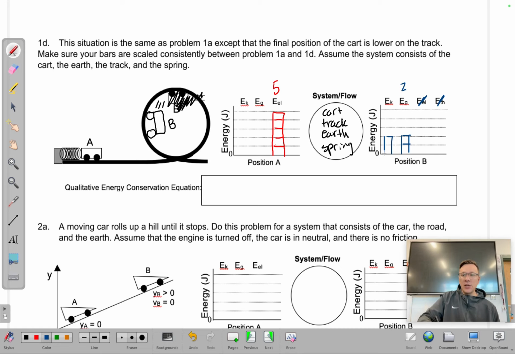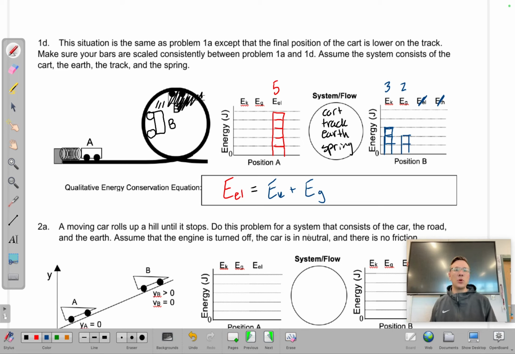So we must increase the kinetic energy by 1 bar, because if it has gone down the ramp, the loop, it's going to be moving faster than it was up here at the top. Because gravity's acting on it, it's accelerating as it goes down. So now we've just flipped them, and there's more kinetic than there is gravitational. Our equation ends up being the same as 1A, though. The elastic energy from the spring is converted into kinetic energy plus gravitational. It's just that those would be different values.